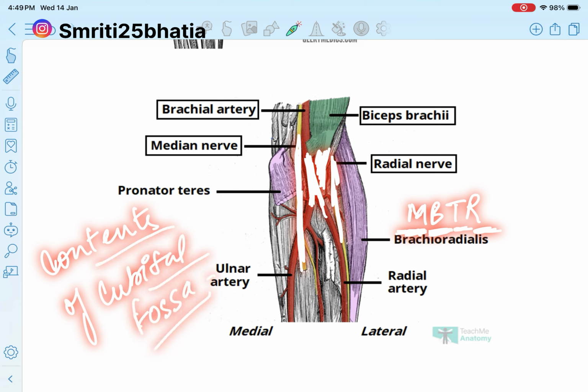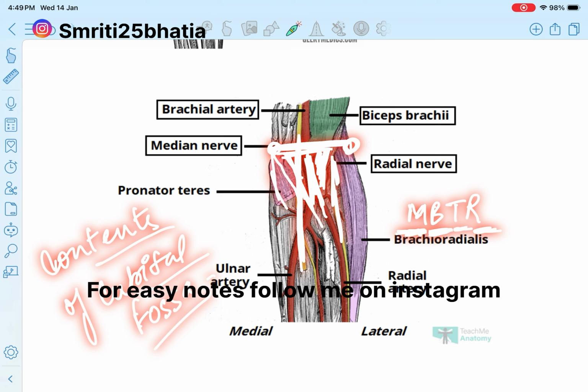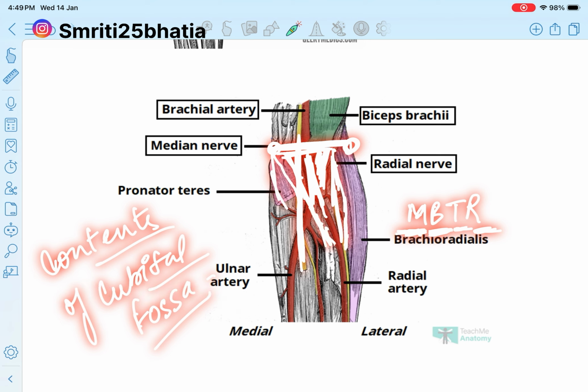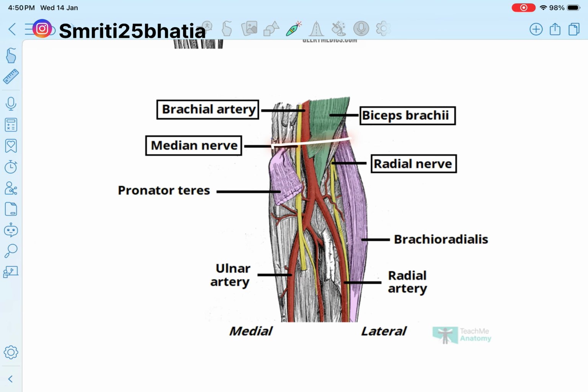Now here, we create an imaginary line between the two epicondyles of the humerus, and we have the pronator teres over here and the brachioradialis over here. So over here it will form the apex. So this becomes the cubital fossa. Sorry, cubital fossa. Cubital angle is a different thing.